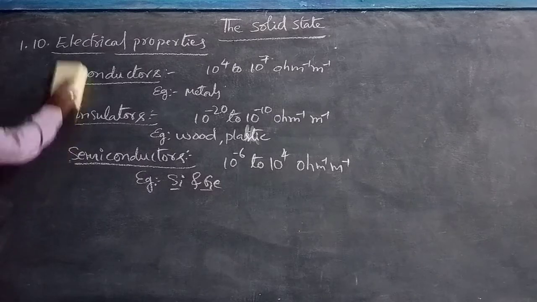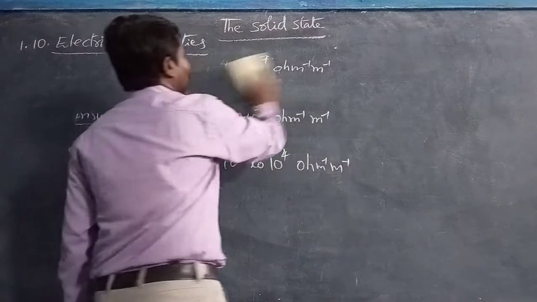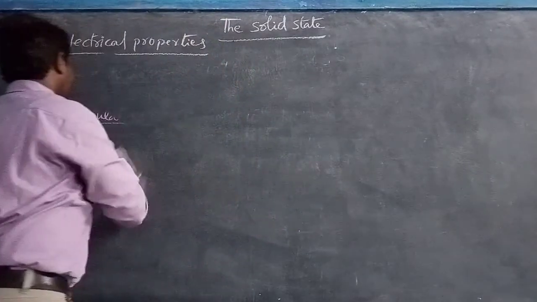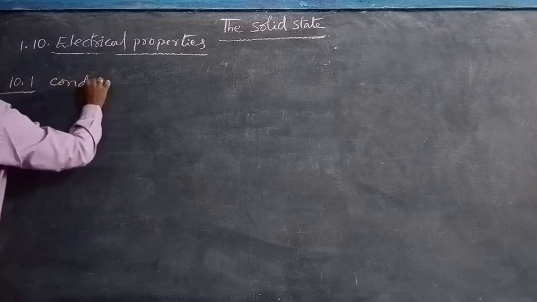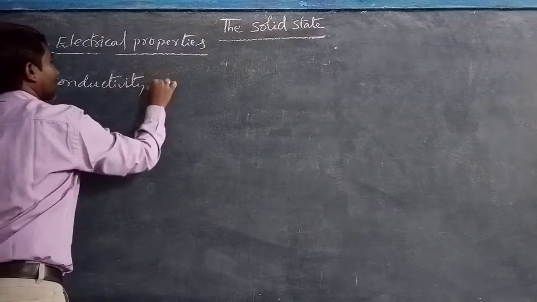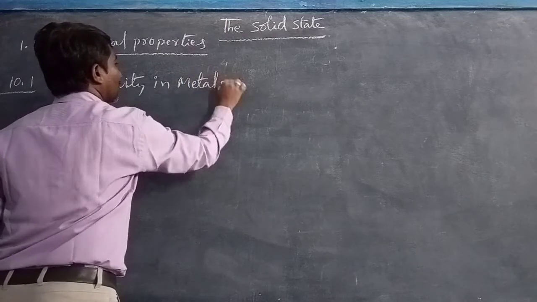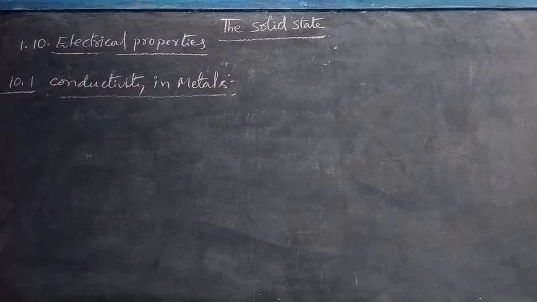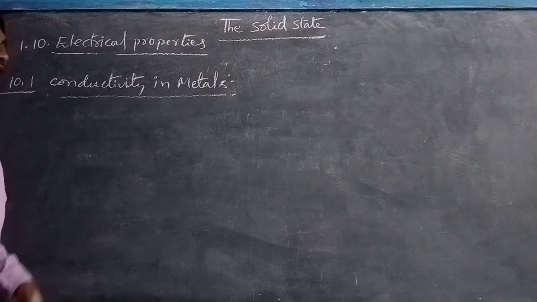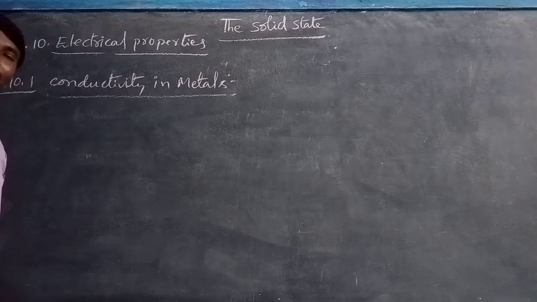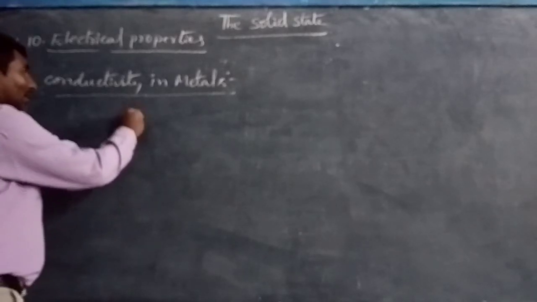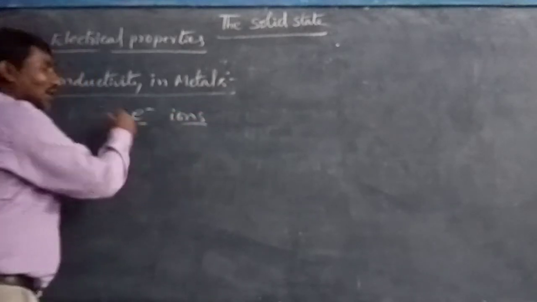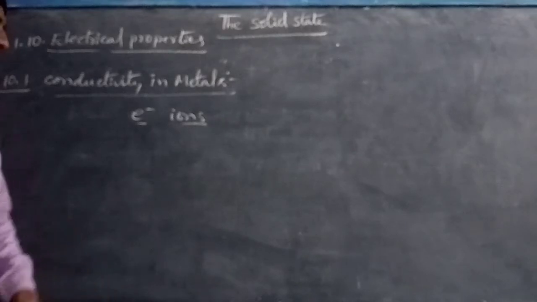Now we'll see conductivity in metals. Generally, conductivity of electricity in metals is due to the free electrons or ions available, which are responsible for conducting electricity.